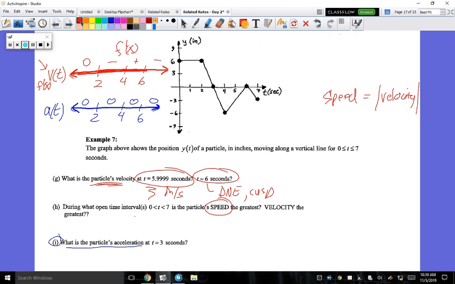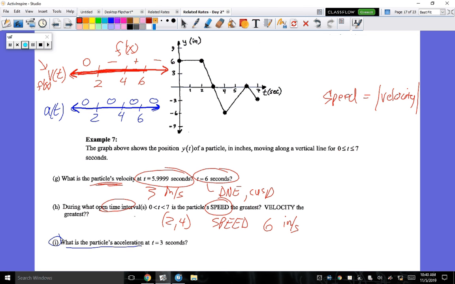So the speed, where's the speed the greatest? So 2 to 4 is the greatest because it's what? A 6. The speed is 6, right? So the speed is a positive 6 inches per second.